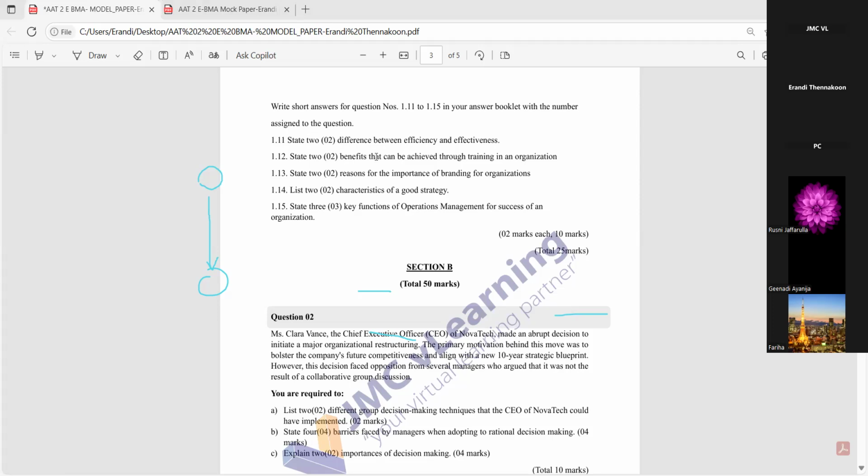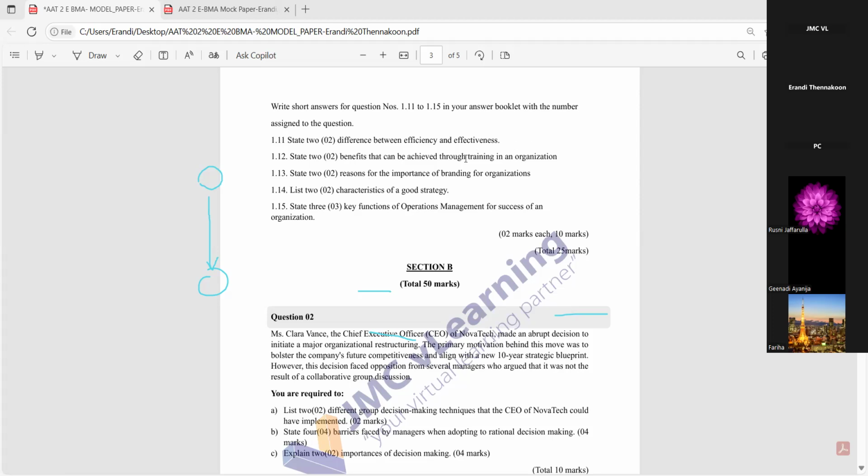And state two benefits that can be achieved through training in an organization. So, what are the advantages of training? There is a list of benefits, and you can write any of those points, only two out of them. It will improve skills and performance, and it will increase job satisfaction.